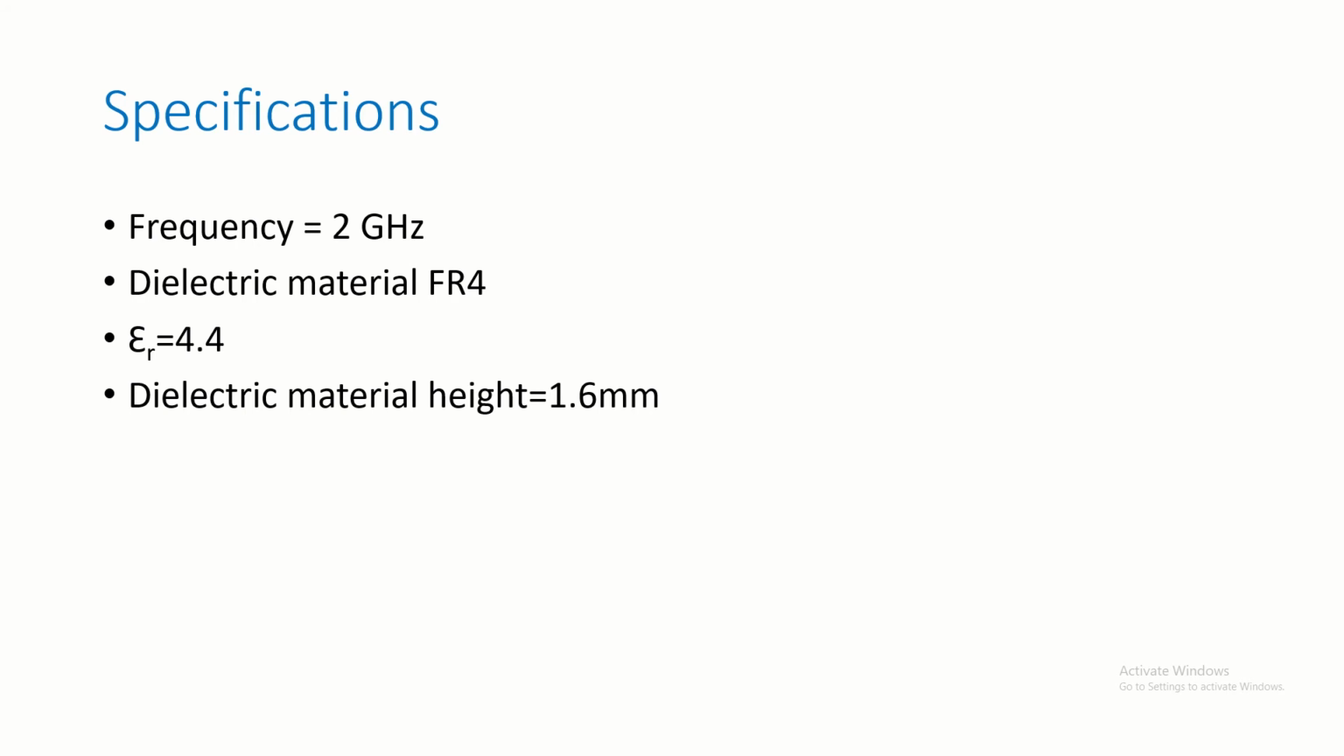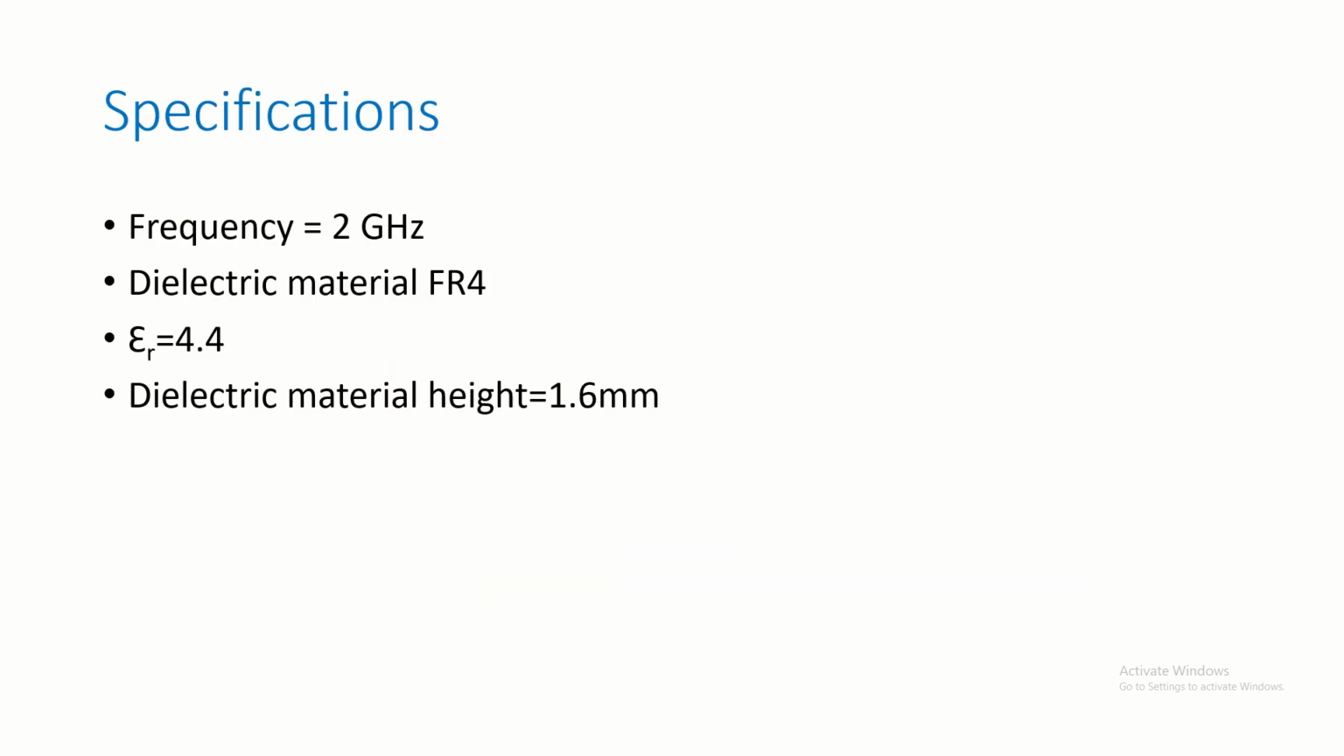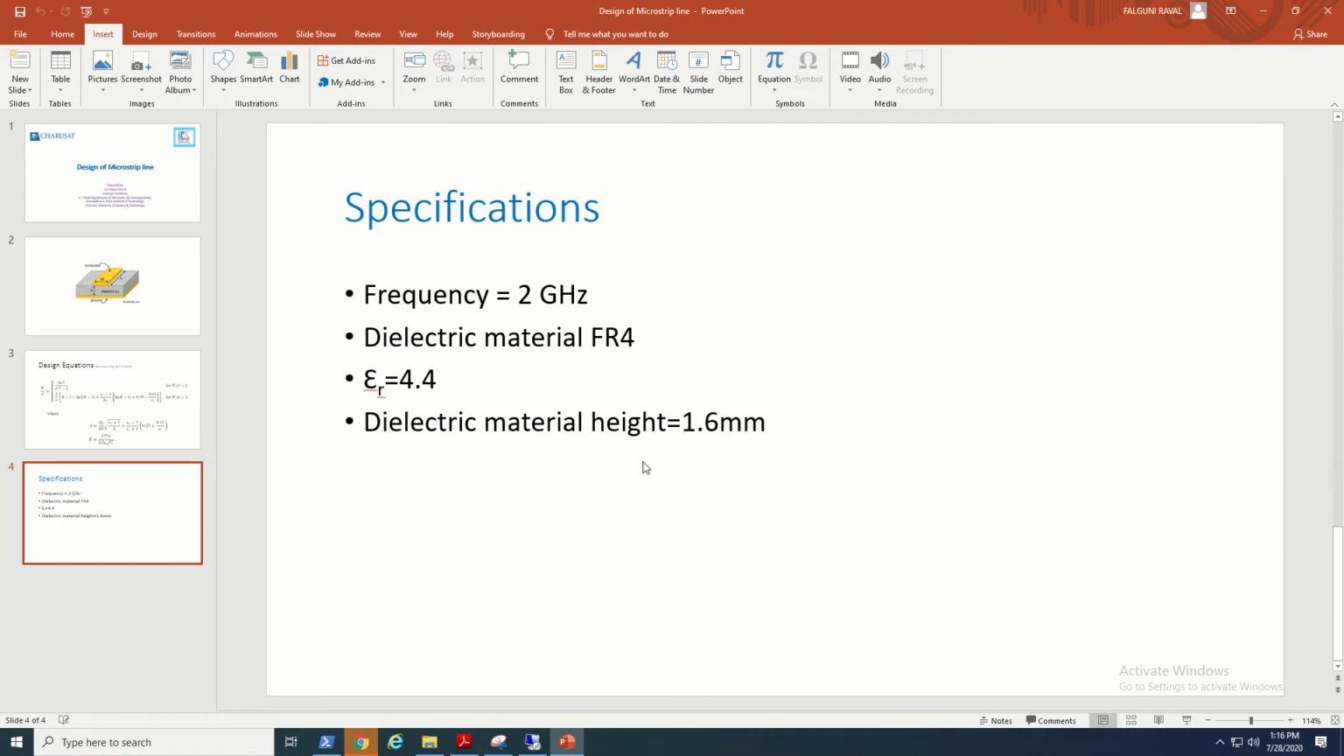The length of the line we will keep equal to 50. So this is about the specifications and calculations. For the calculation, you can put the values in these equations and you can find the W. If you put the values, it will come out to 3.05 for this specification. Okay. So now let us start the same thing in the HFSS.